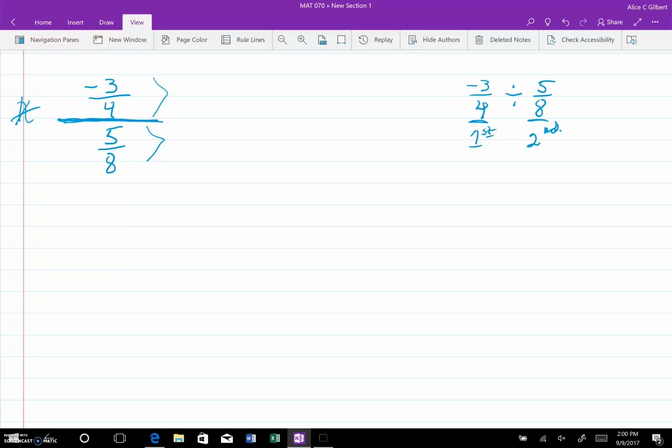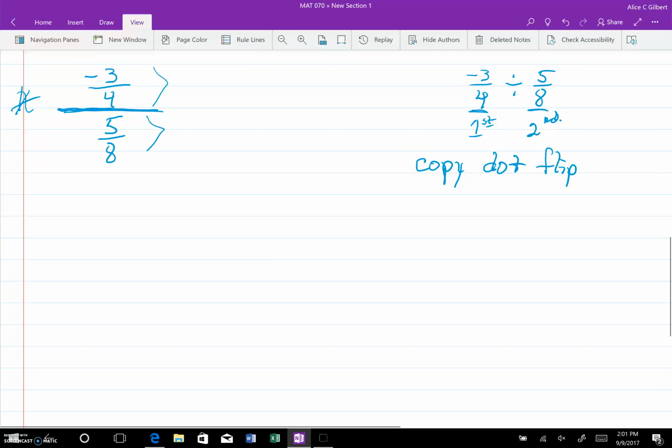Okay, so get used to looking at it like this, guys. All right, so in division, we're going to do something called copy.flip. Just get used to that, copy.flip. As soon as you see division problems, a fraction over a fraction, copy.flip. What that means is I'm going to take the first fraction, the top one, and copy it exactly like it is. Then I'm going to change this divide sign into a multiplying sign. And then I'm going to take the second one, or the bottom one, and flip it.